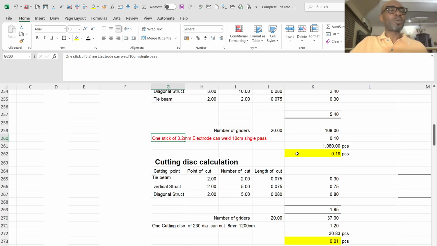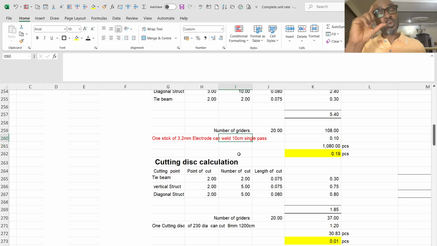Why is it a single pass? Because I'm just welding once. It does not require that I go 1 or 2 or 3 passes to fill up, because it is not the butt welding where I need to fill a gap that I've created. So it is a single pass. So it's going to weld a 10 cm length of welding using 1 electrode.